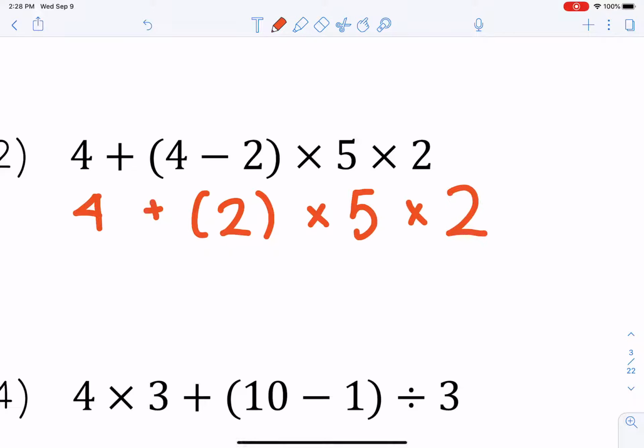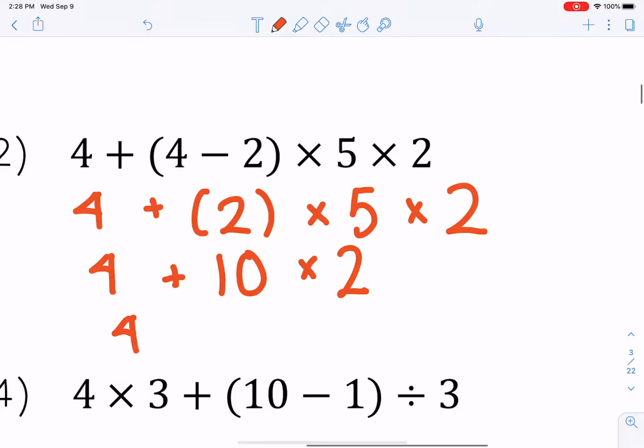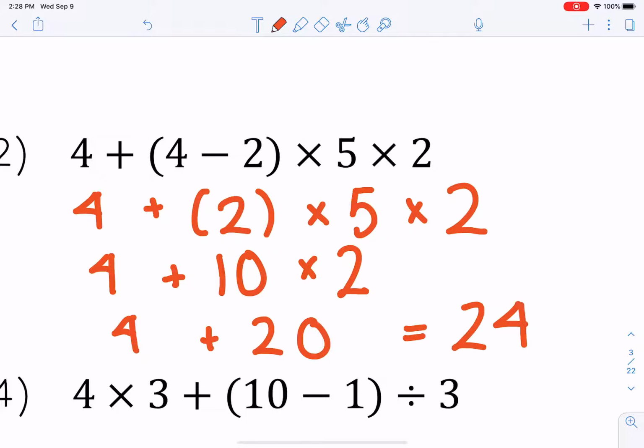And now I'm going to do multiplication and division left to right. So 2 times 5 is 10, times 2. 10 times 2 is 20. So I get 24.